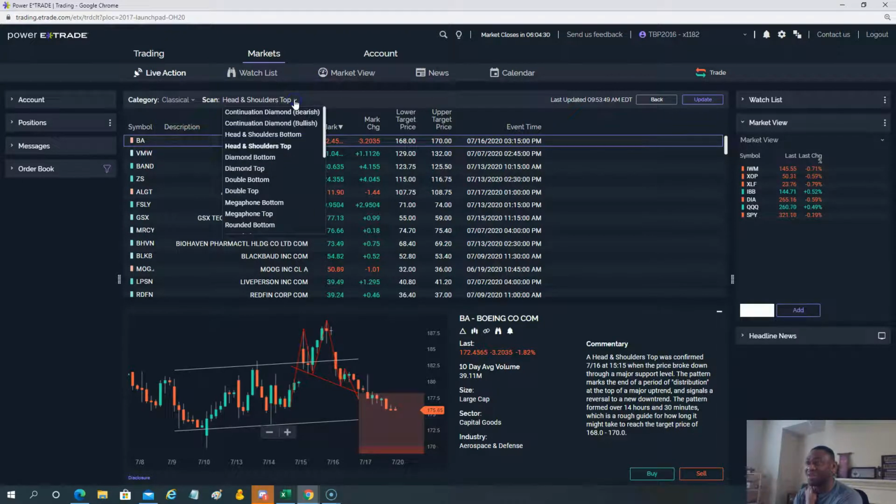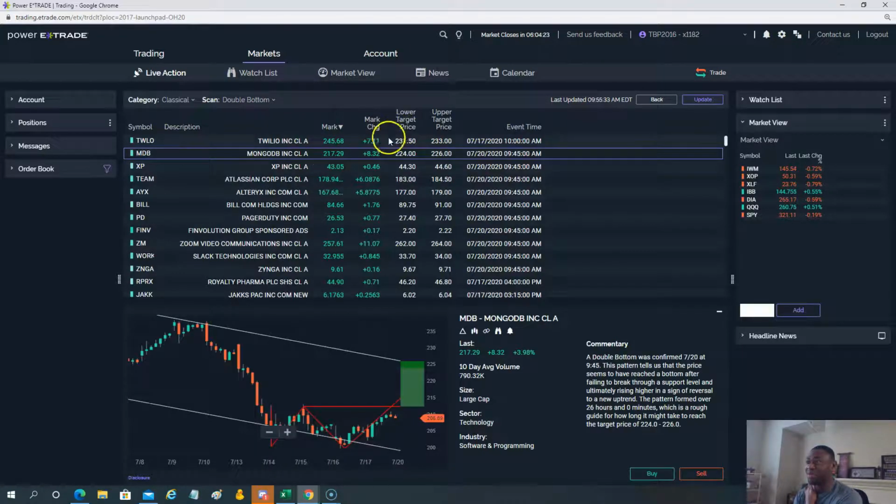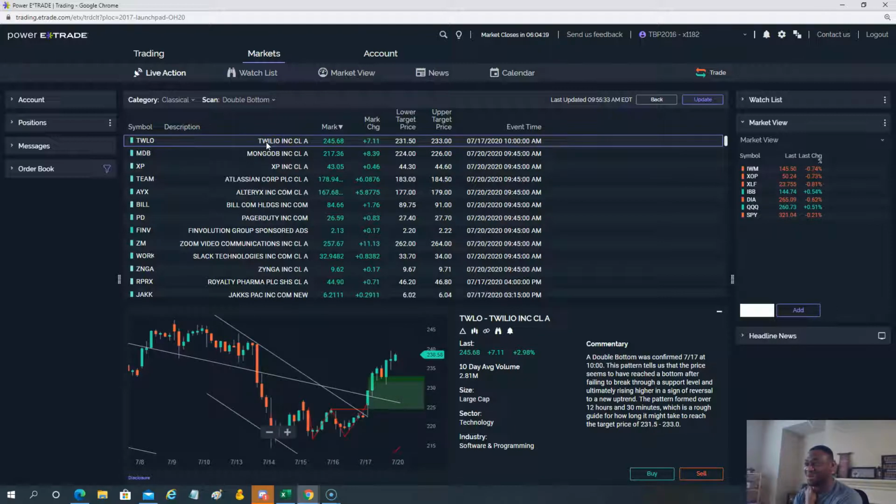Let's open another pattern here. Double bottom. For our calls buyer, double bottom, three lows on top. Trilo, believe it or not, we had it for a different reason on here. So a double bottom was confirmed on 7/17. The target price of 231.5 has already been exceeded.